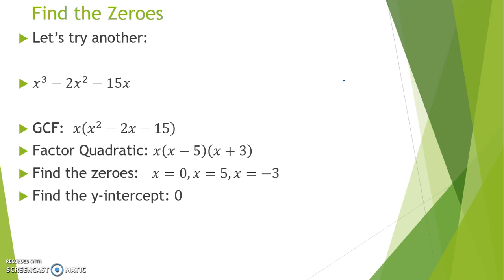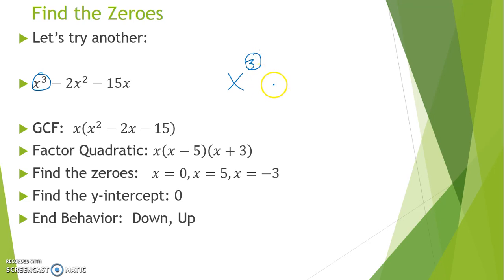Find the y-intercept. We don't have a constant at the end, so our y-intercept is 0, because if I plug in 0 for x, it just comes out to be 0. Our end behavior, we look at our leading coefficient. So here we had x to the 3rd. X to the 3rd has an odd power, or an odd degree, sorry.